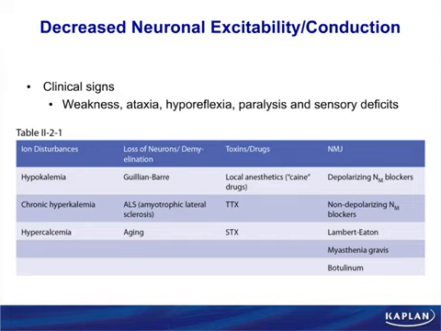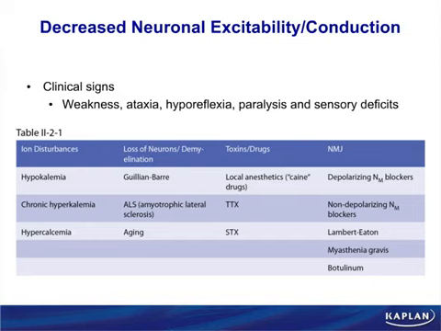We're thinking decreased neuronal excitability because they gave us a clinical vignette in which they said that the patient was hyporeflexic, complaining of weakness, there was some level of ataxia. That's telling us there's decreased neuronal excitability. So what are we thinking? Well, here are the big classes that we discussed.